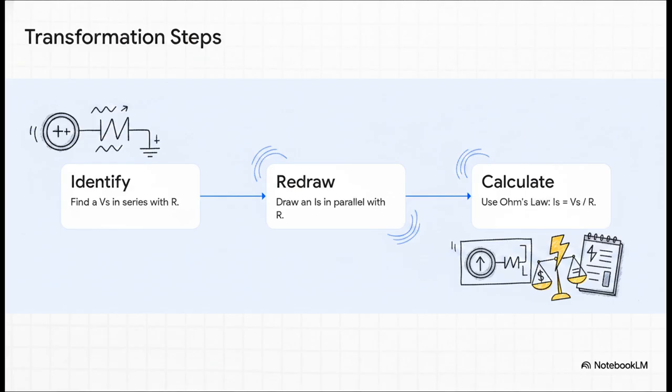First, just find a voltage source sitting in series with a resistor. Second, you literally erase it and redraw it as a current source sitting in parallel with that exact same resistor. And third, just use our old friend Ohm's law to calculate the new value. It's that simple. You're just shifting pieces around until the math practically solves itself.